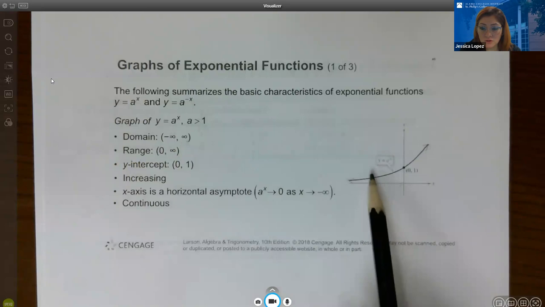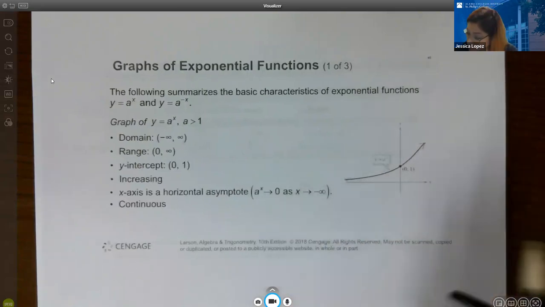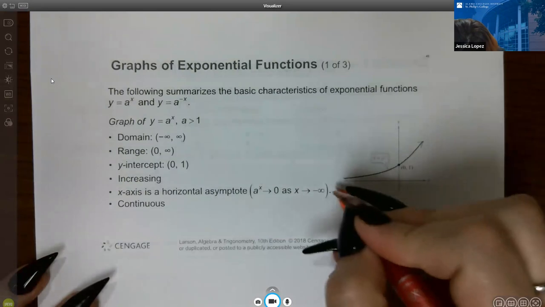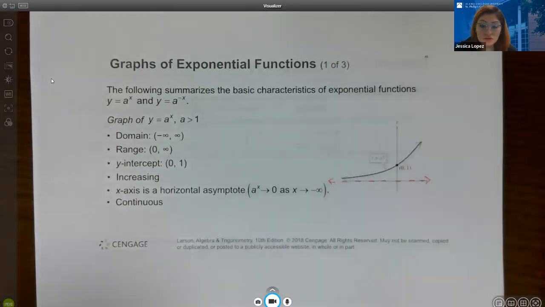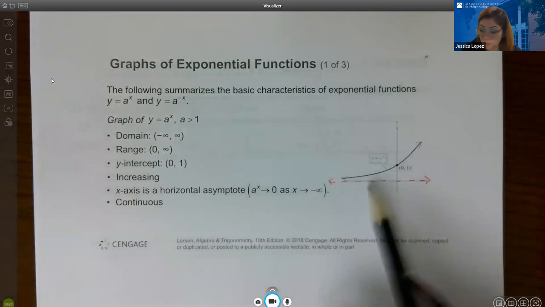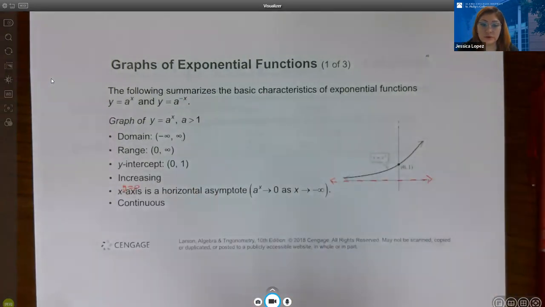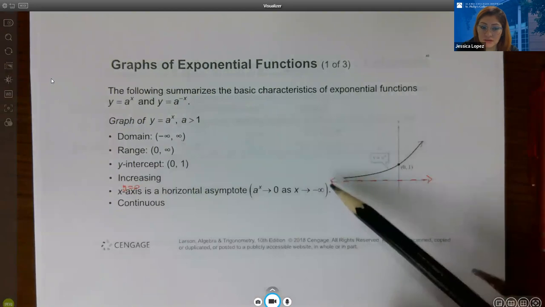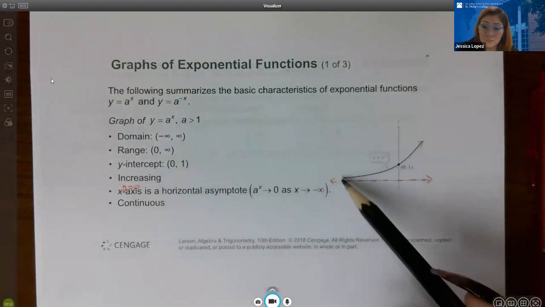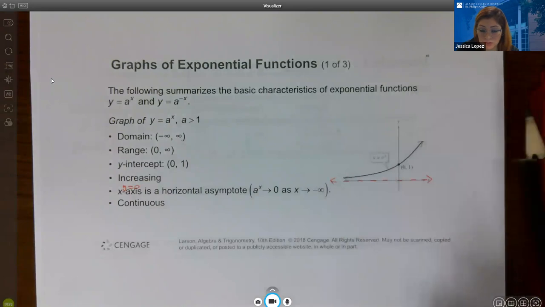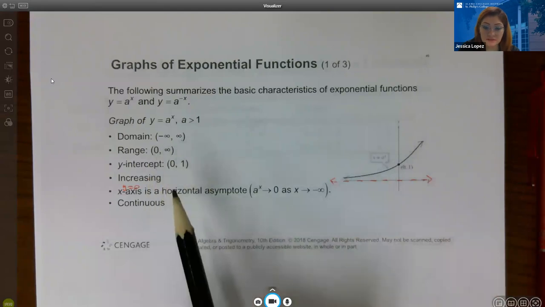The range, however, it never goes below the x-axis, and it actually never even touches the x-axis, okay? It has an asymptote, and this line is that asymptote. So there is a horizontal asymptote at y equals 0. The x-axis, or y equals 0, is the horizontal asymptote. So if it's never going to touch this horizontal asymptote, then that basically means my range is going to be from 0 up toward infinity forever, but it's not going to include 0 because I will never touch the asymptote. So that's why we have 0 with the parentheses and then positive infinity.